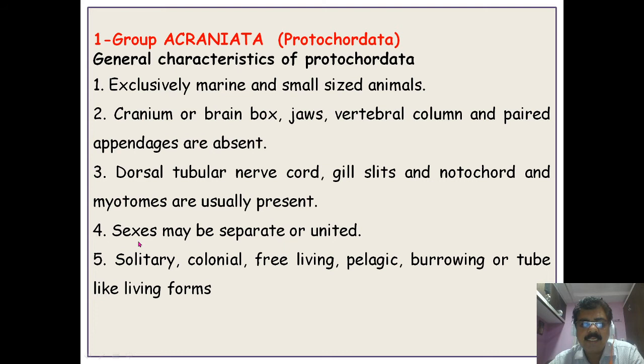The next characteristics of a chordate: sexes may be separate or united. They may be solitary or colonial, living in a colony. They may be free-living, pelagic or surface feeders, or burrowing, living in burrows or in tubes, or tube-living forms. This you have to write down on the writing page.